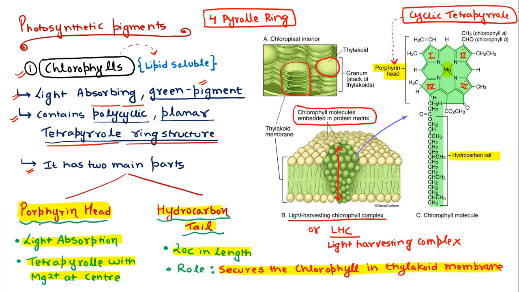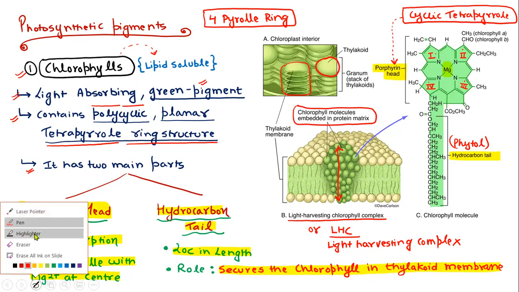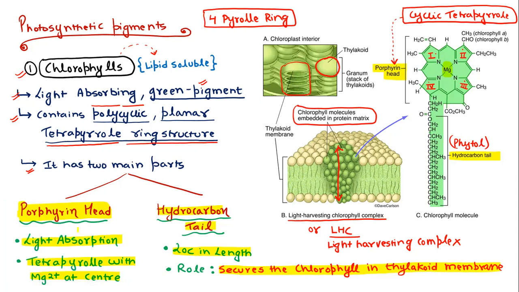So let me write it over here. This hydrocarbon tail in some books may also be written as the phytol tail, right? So we have the porphyrin head and we have the phytol tail. The porphyrin head is mainly responsible for light absorption, and the hydrocarbon tail or phytol tail helps to secure the position of the chlorophyll molecule in the thylakoid membrane.